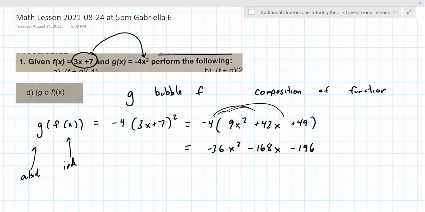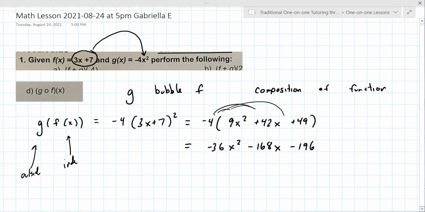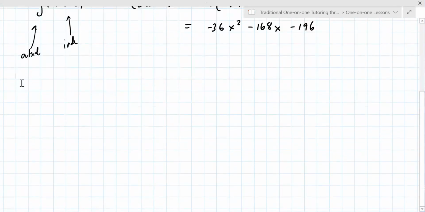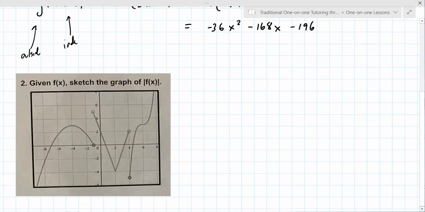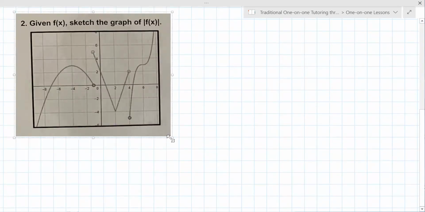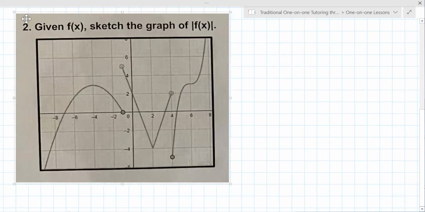Okay, so let's look at number 2. Yes, that's perfect. I assume you want us to just go through all of these. Yes. And it's great that you had this ready in advance, because it makes it so much easier for us to go through it. They're giving you the function f of x, and they want you to sketch the graph of the absolute value of f of x.